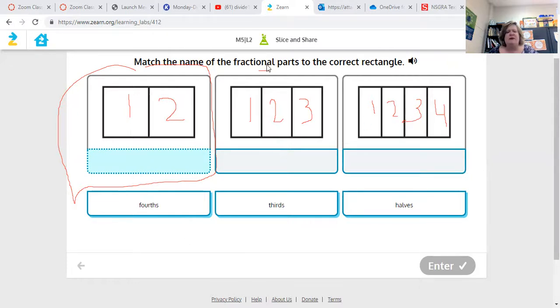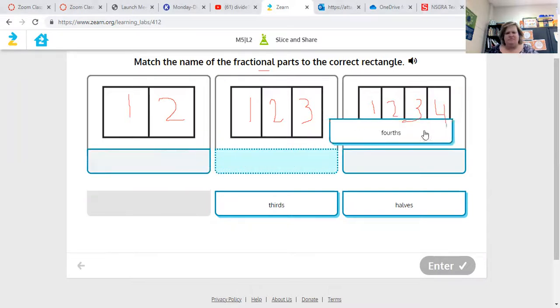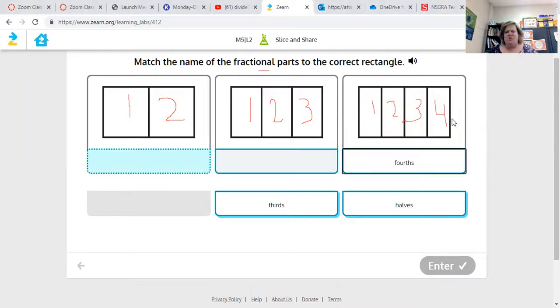So we're going to look at these special terms, and I want to erase where I drew my circle right there. And let's look at our terms at the bottom: fourths, thirds, and halves. When we're thinking of fourths, you hear the word 4. So that gives you a hint that we're going to be looking for something with 4 parts. So when we look at our rectangle, we can see that we cut this big rectangle into 4 equal slices. So that would be our fourths.